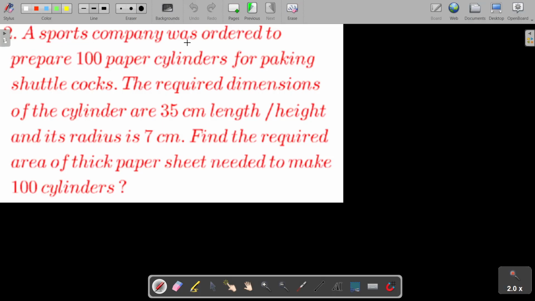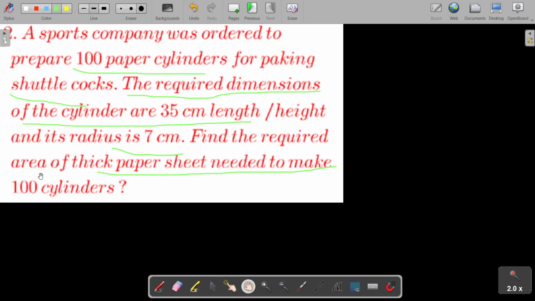A sports company was ordered to prepare 100 paper cylinders for taking shuttlecocks. The required dimensions of the cylinder are length 35 centimeters, and its radius is 7 centimeters. Find the required area of thick paper sheet needed to make 100 cylinders.